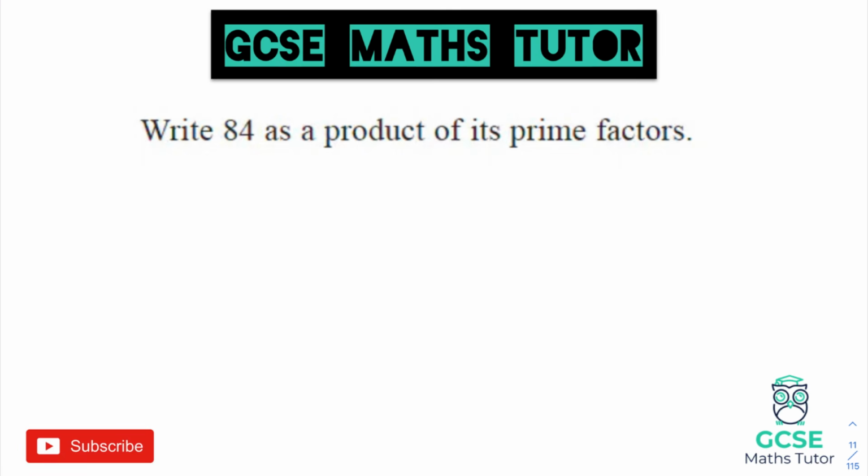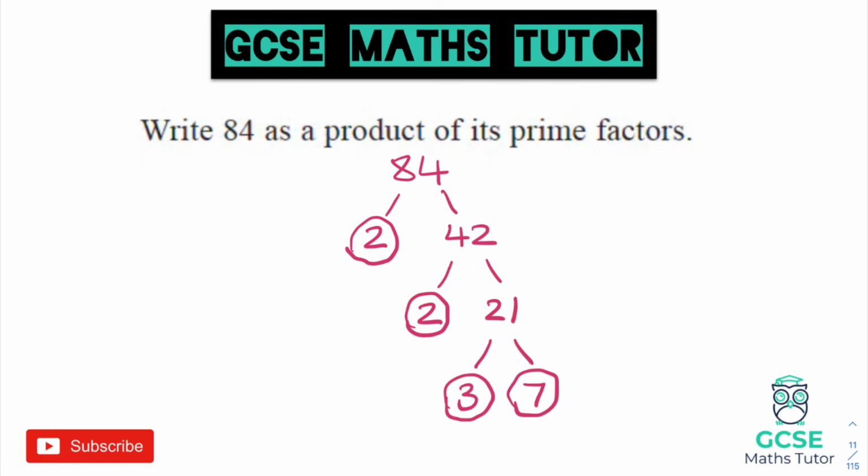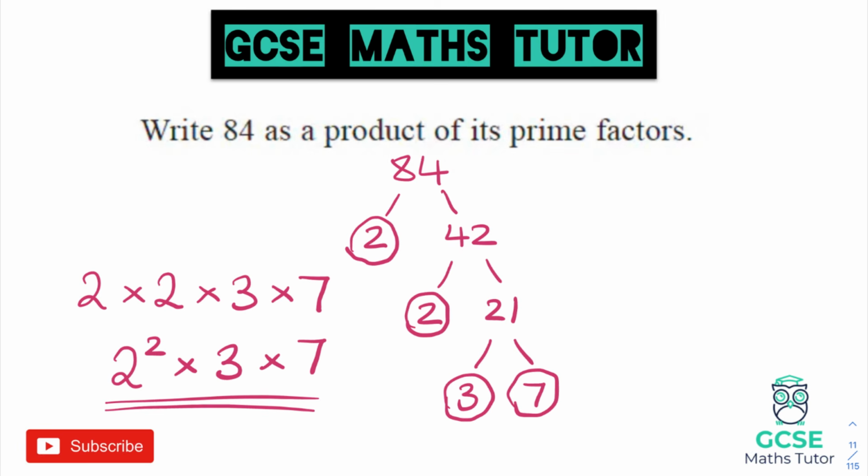For product of prime factors, you can draw yourself a prime factor tree. So two numbers that times to make 84. They can be any two numbers. I've gone for 2 and 42. If it's prime, circle it. If not, keep going until you get to all your prime numbers. Now put a times sign between all of those numbers, and if you want, you can then include powers with your answer, although you don't necessarily need to unless it says to write it in index form.